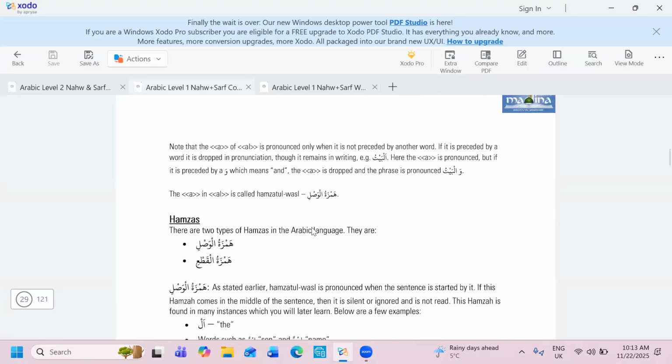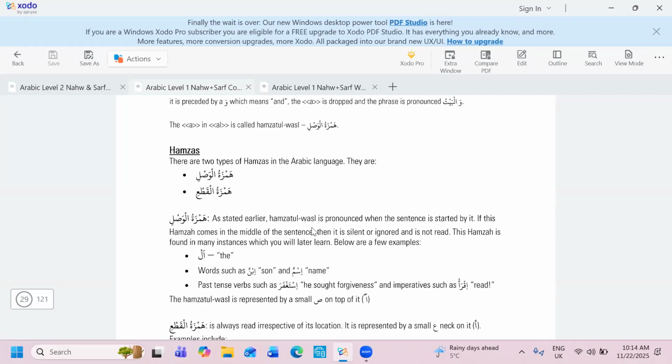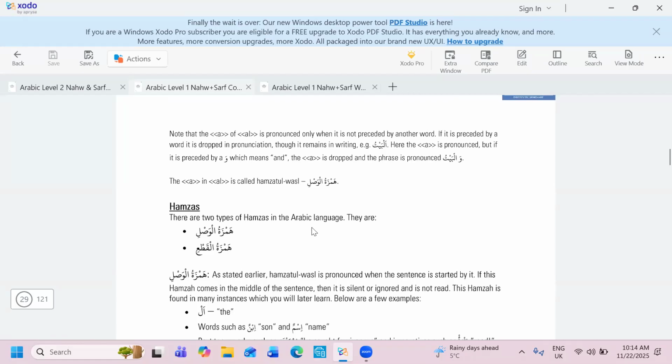Now, the other thing is, that alif in the al is what we call hamzatul wasl. Okay? So we're learning in this lesson, very briefly, that there are two types of hamzas. One is hamzatul wasl, and an example of that is in the al, and we have hamzatul qat. Now, what is the difference between the two? As stated earlier, hamzatul wasl is pronounced. Have we mentioned it earlier? Maybe not.